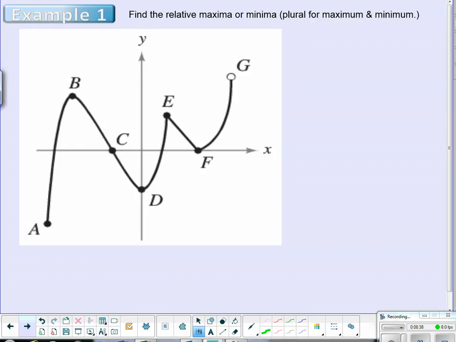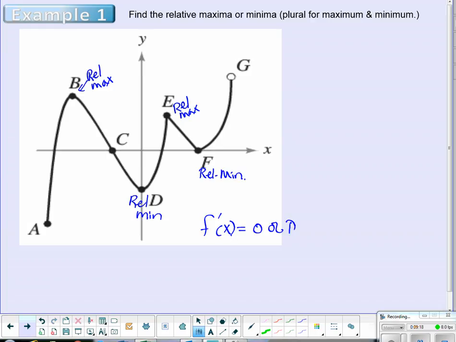Example 1: find the relative minima or maxima, which are the plural words for minimum and maximum, over the region shown. So I would say relative min or max. We have a relative max here, correct? We have a relative min here. I have a relative max, and I have a relative min at f. At all these locations, I would discover that f prime of x was either equal to 0 or it didn't exist.